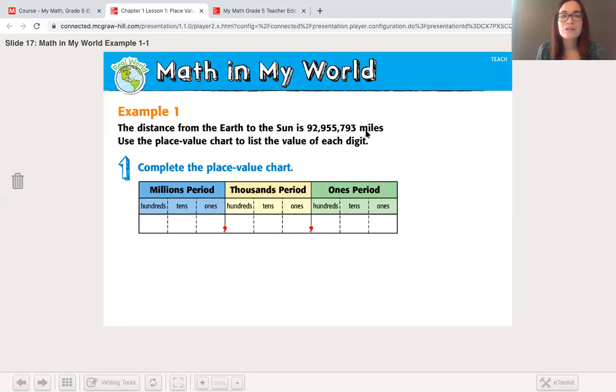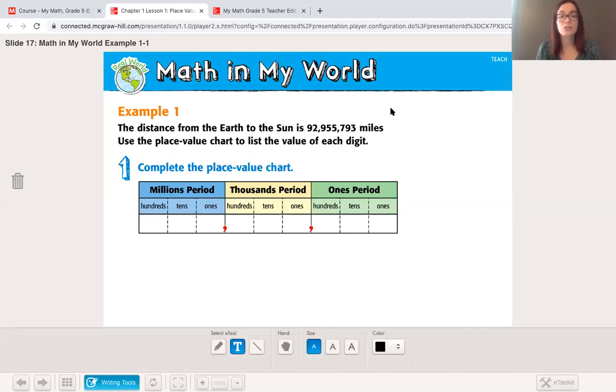Alrighty, here we are. So today we are going to be talking about place value through the millions. And we're going to talk about how to write numbers up to the 100 millions in standard form, written form, and expanded form. So these are some important vocabulary terms that you are going to need to know.